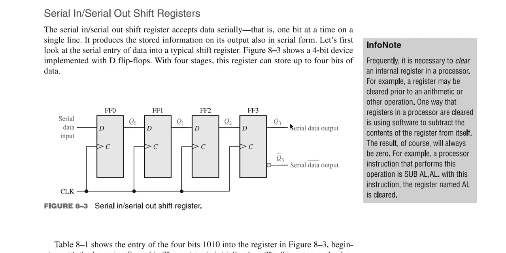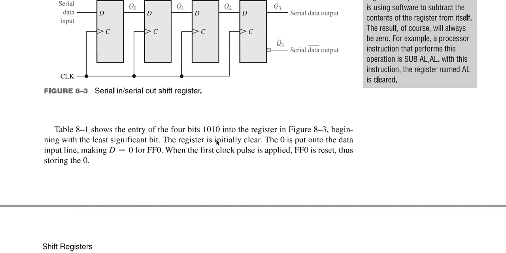So what is the scenario? See over here, if we provide 1010 as a serial input, beginning with the least significant bit, the register is initially clear. So first of all, at the 0th clock pulse, all the flip-flops become 0 and store the 0 values. For the first clock pulse, 0 is put on the data line, making D equal to 0 for FF0. So FF0 is reset and stores the 0 value.